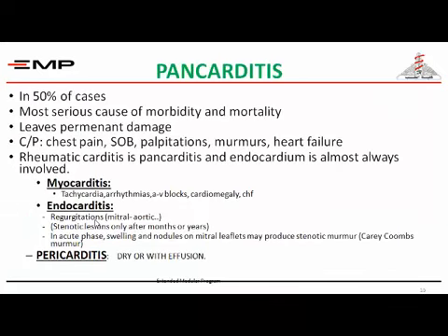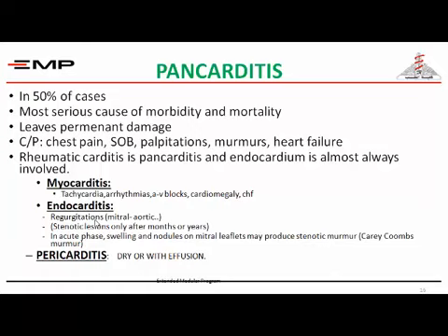The next major criterion is pancarditis. Pan means all the layers are affected. This occurs in half of the cases, and this is the most important issue because it causes destruction of the valves and causes morbidity and even mortality. It leaves permanent damage. The patient will complain of chest pain, shortness of breath, palpitations, heart failure, any symptoms of the heart can occur, because it can be pericarditis with effusion or not, myocarditis with Aschoff nodules producing heart failure or heart block, and endocarditis, which means affecting the heart valves.